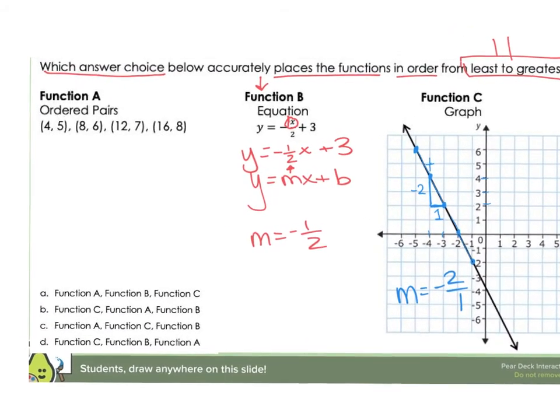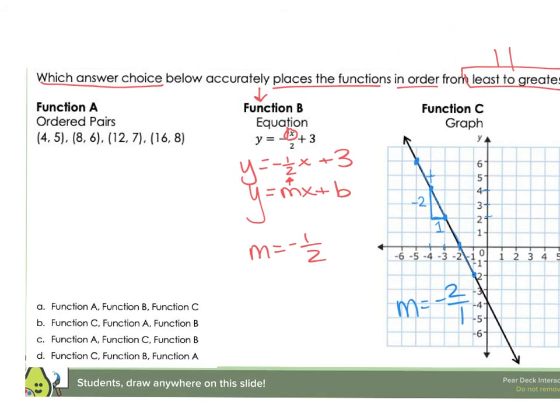Now let's go to this last one. I have to use the slope formula because they gave me points. I'm just going to pick these first 2 ordered pairs. So this will be x1, y1, x2, y2. Slope formula, 6 minus 5 over 8 minus 4. So we have 1/4.